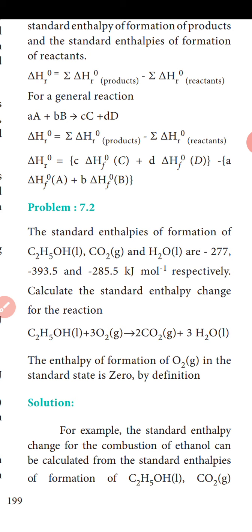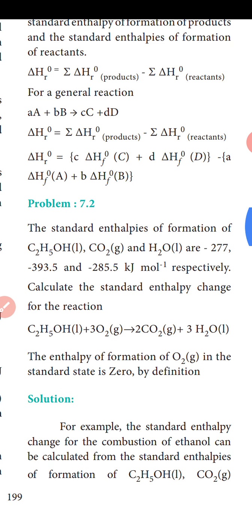The standard enthalpies of formation of C2H5OH (ethyl alcohol, liquid), carbon dioxide (gaseous) and H2O (liquid) have the values minus 277, minus 393.5 and minus 285.5 kJ per mole respectively. Calculate the standard enthalpy change for the reaction.